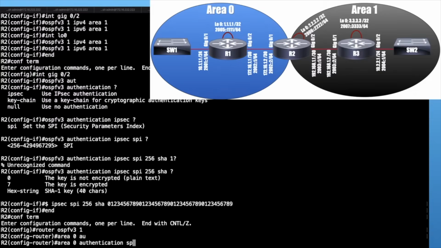My SPI has to be different, has to be unique. It cannot be 256. I'll make it 512. And my SHA-1 key is, you guessed it, 0, 1, 2, 3, 4, 5, 6, 7, 8, 9, repeated until the key is complete.